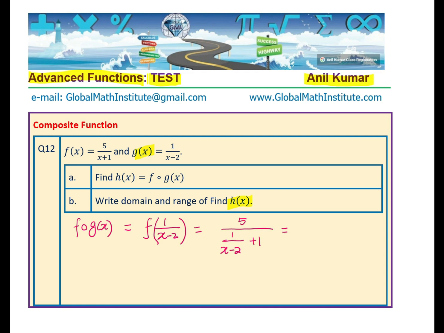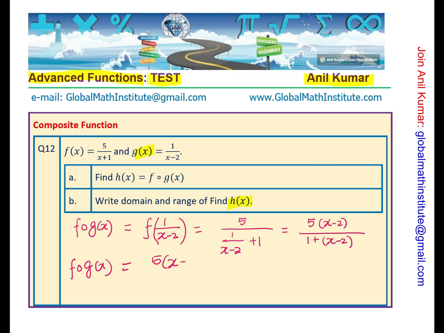Which will give us 5 times x minus 2, multiply both by x minus 2, and we get 1 plus x minus 2, right? So that gives you f of g of x as equal to 5 times x minus 2 in the numerator, and 1 plus x minus 2 is basically x minus 1. So that's what you get as f of g of x.